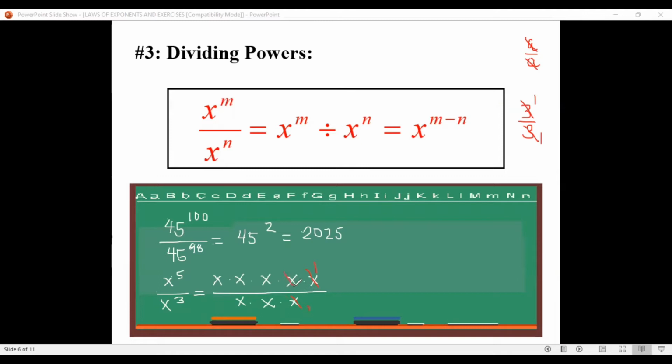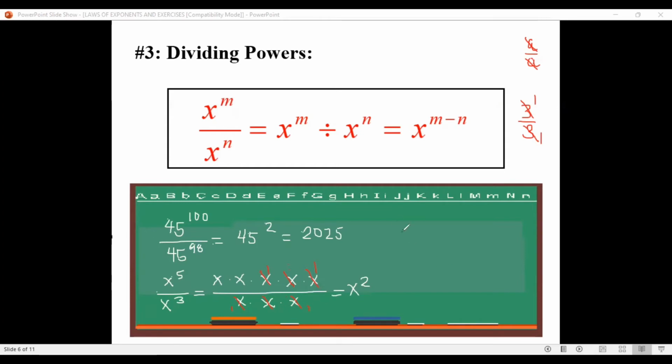So we are able to cancel 1, 2, 3. We have three x's being cancelled, so this is now only 1. What is left is just x multiplied by x, which is equivalent to x raised to the second power. That is the result of subtracting 5 and 3. So 5 minus 3 is equivalent to 2, giving x raised to the second power.